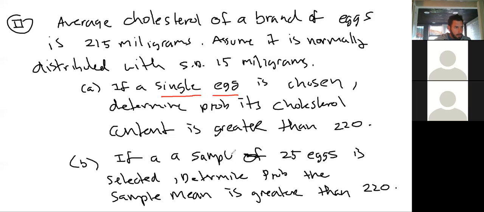And we're trying to gain information on two completely different things. In the first part, in part A, we care about one egg. In the second part, we are going to look at a sample of 25 eggs. So let's erase "if a sample." It's important that you understand the distinction between part A and B.